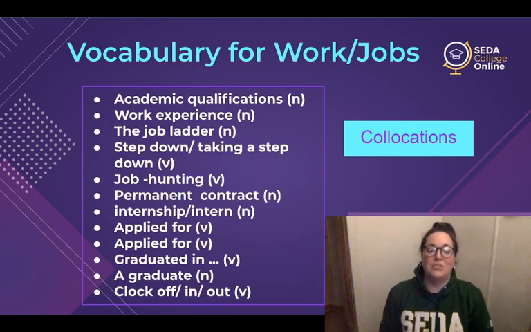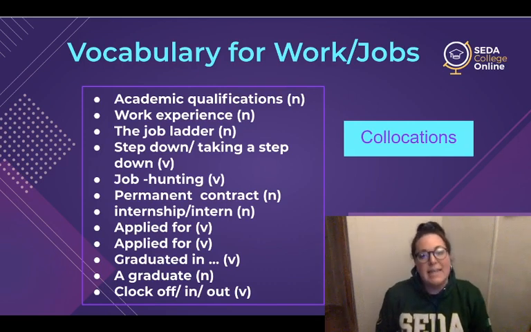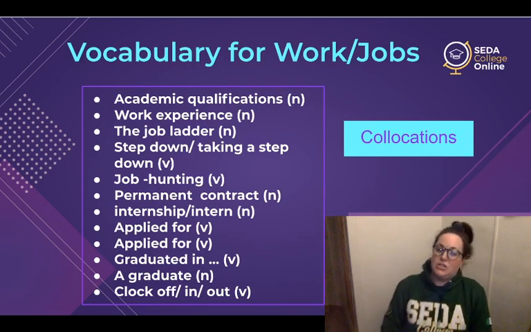Okay, verb, graduated in. So if somebody asked me what I studied at university, I could say I graduated in history. Okay? You could say you graduated in whatever. A graduate, noun, is a person who graduated from a university. So you could say he is a Trinity College Dublin graduate, or she is a Harvard University graduate.